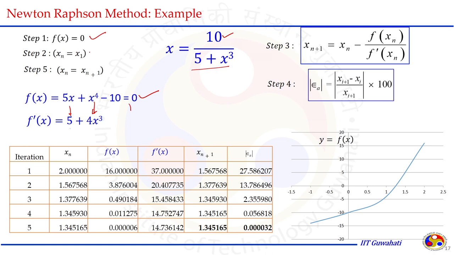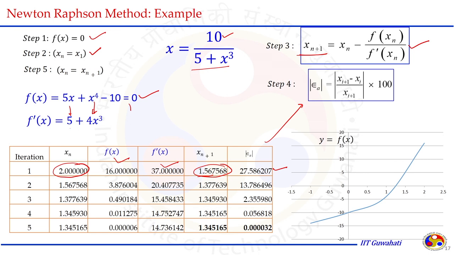The next step, step 2, assume some value. So let's say we assume the value of xn is equal to 2. That value is placed in the formula in step 3 to find out the new value of xn plus 1. So we calculated f(x), f prime(x), and got the new value of xn plus 1. You see xn was 2, and the new value xn plus 1 is 1.56. The error is 27 percent by step 4. So the error is still high, we cannot accept this value.